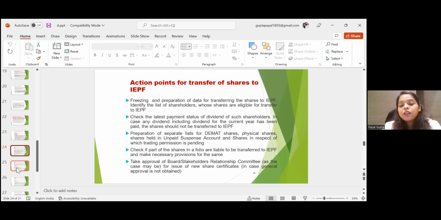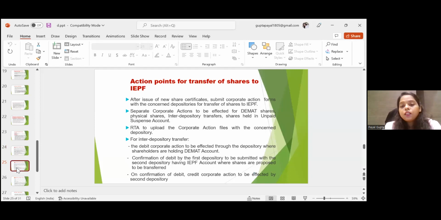एक सेपरेट लिस्ट डीमैट शेयर्स का बनाएंगे, फिजिकल शेयर्स का बनाएंगे, अनपेड सस्पेंस अकाउंट का बनाएंगे and shares in respect of which trading permission is pending. Folio number and all the things. Then if no approval has been taken by the board or stakeholder relationship committee, then we have to take the same from them for issuing of new share certificate.